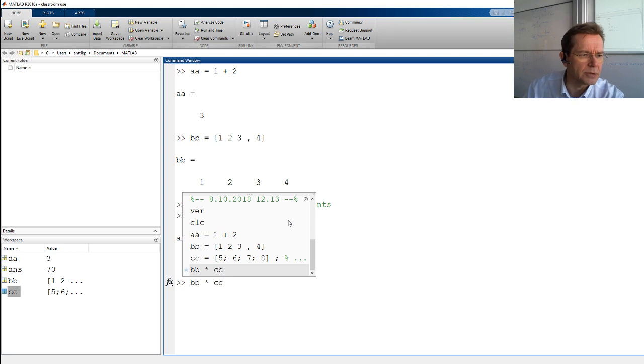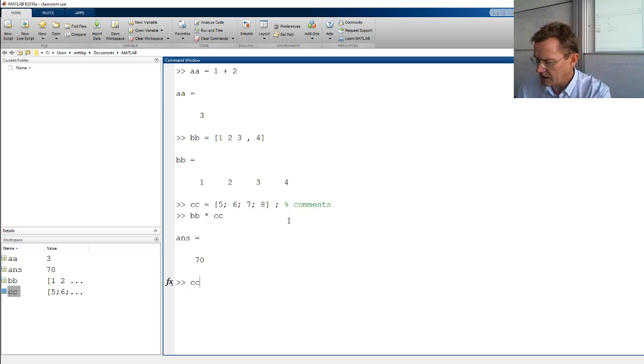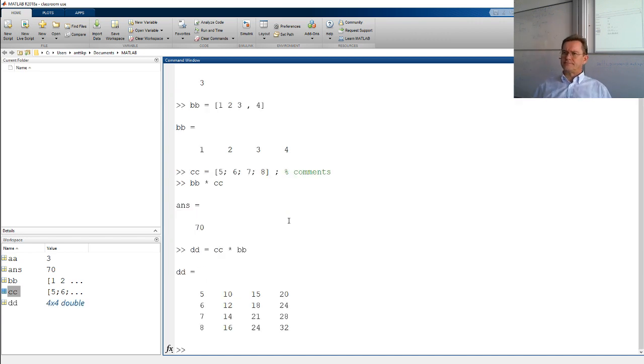The other way around, CC times BB. That will be a 4 by 4 matrix. I will save it here. Right. So matrix calculations are done really easy here. You just need to know what you are calculating with matrices and vectors, and just start playing around. So yeah, that makes MATLAB an excellent tool for all sorts of discrete signal processing.